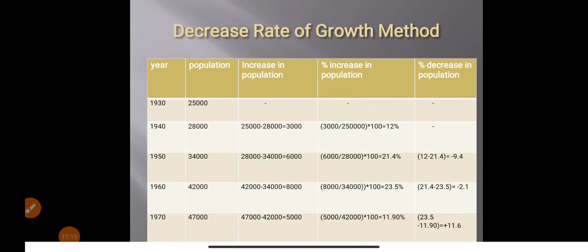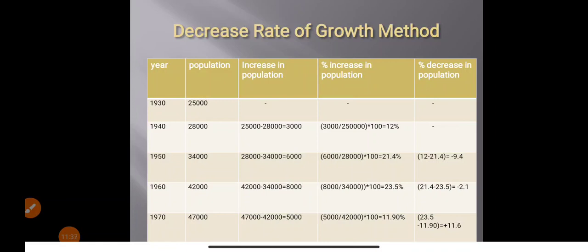Please use a calculator and calculate. What is the value now? So minus 9.4 minus 2.1 plus 11.6, divided by 3, it gives a value of 0.03%. So that is the value of dr.